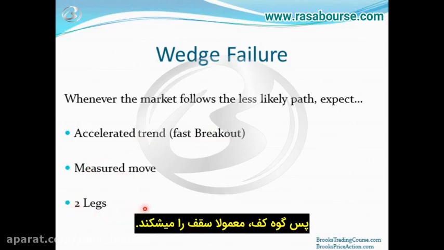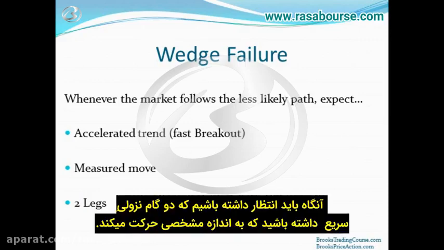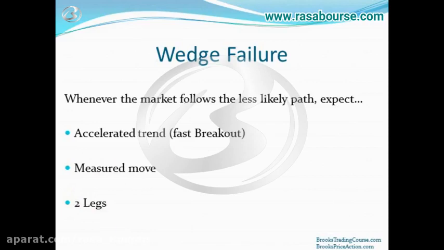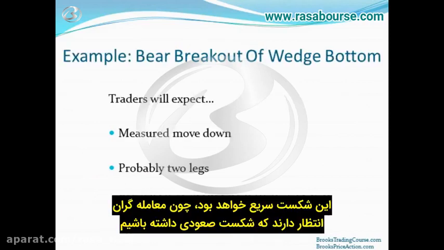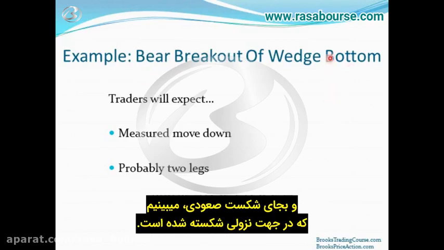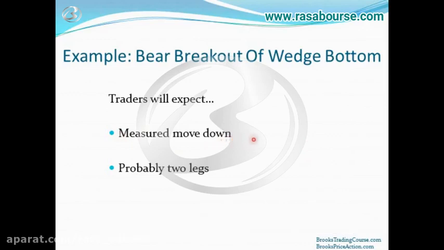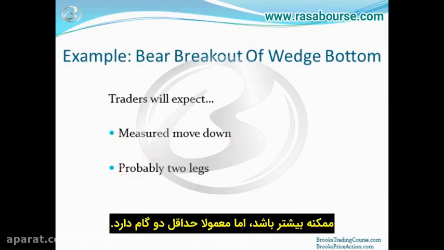So a wedge bottom is more likely to break out of the top, right? So it's less likely to break out of the bottom. If you get the successful downside breakout, you should expect 2 legs down and a measured move, and it probably will be pretty fast. It'll be fast because traders were expecting the upside breakout, and everyone's positioned for the upside breakout. So for example, let's say you have a wedge bottom, and instead of reversing up, it breaks to the downside. You should look to a measured move down based on the height of the wedge, and the move will probably have 2 legs. It might have more, but it usually has at least 2 legs.